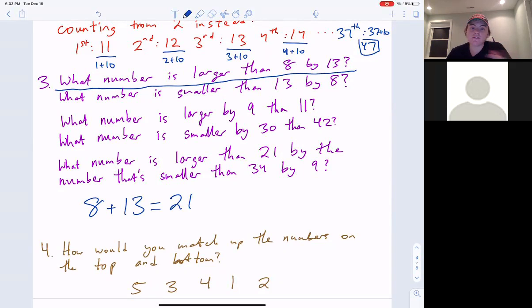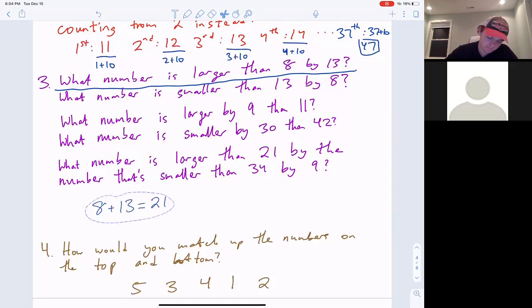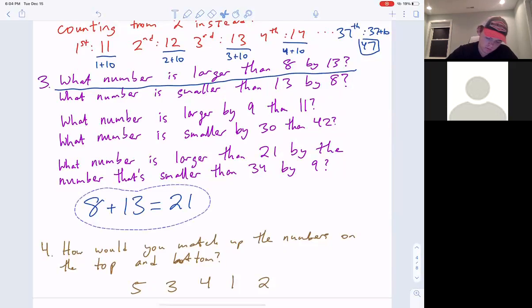Something else I can do is if it's larger than 8 by 13, I can start from 8, and make sure you don't say 8, but start from 8 and you say 9, 10, 11, 12, 13, 14, 15, 16, 17, 18, 19, 20, 21. So 13 more than 8 is what is meant by what number is larger than 8 by 13. Okay, so that first one is going to be 21. Perfect. Okay, let's make this small.